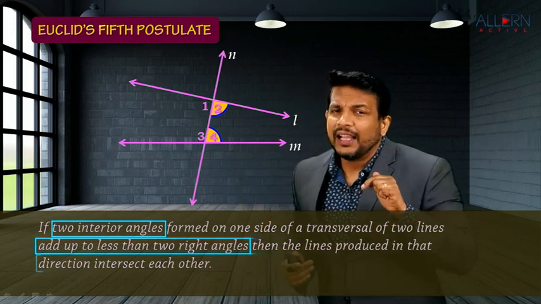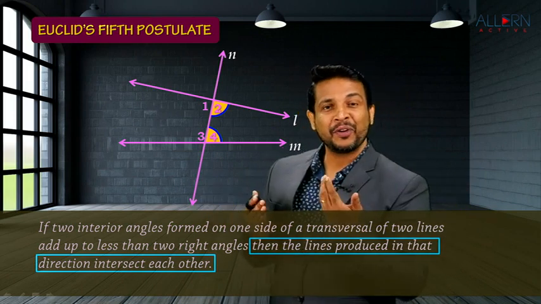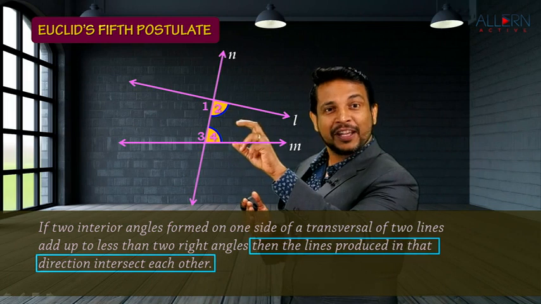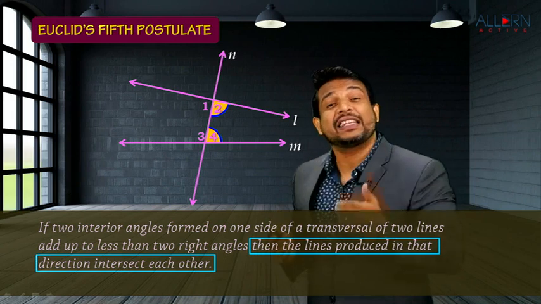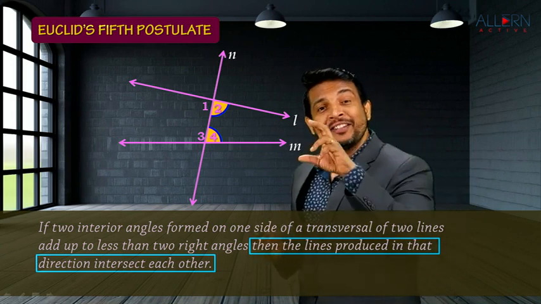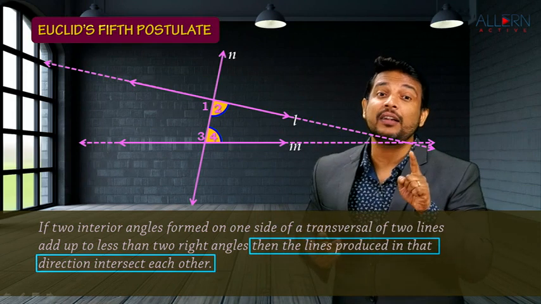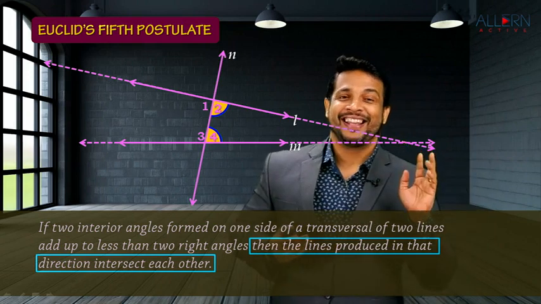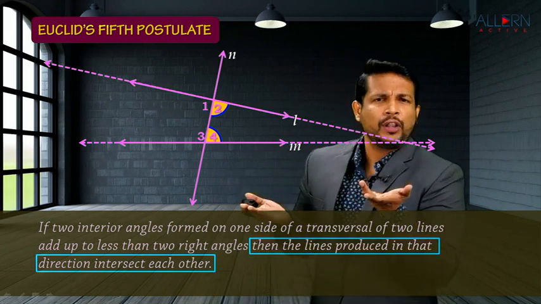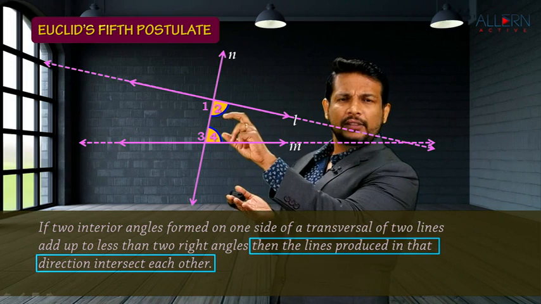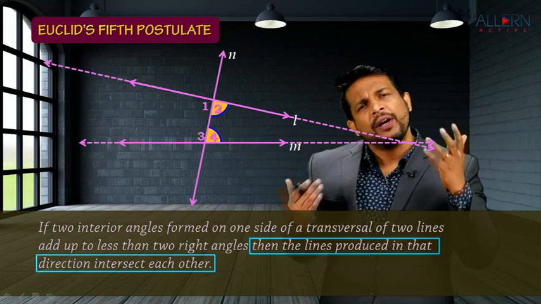What does it say? Then the lines produced in that direction, in which direction? To the right. Here the interior angles, their sum is less than 180. So we are talking about this side, remember. Then the lines produced, means extended in that direction. Let's produce that, let's extend it. What happens? You see, they intersect each other at a point. And that's the concept which is very easily understood. Did we ask for a proof? We know, because we saw that here the interior angles, the sum is less than 180. We saw that when we extend that in that direction, the lines are going to intersect.